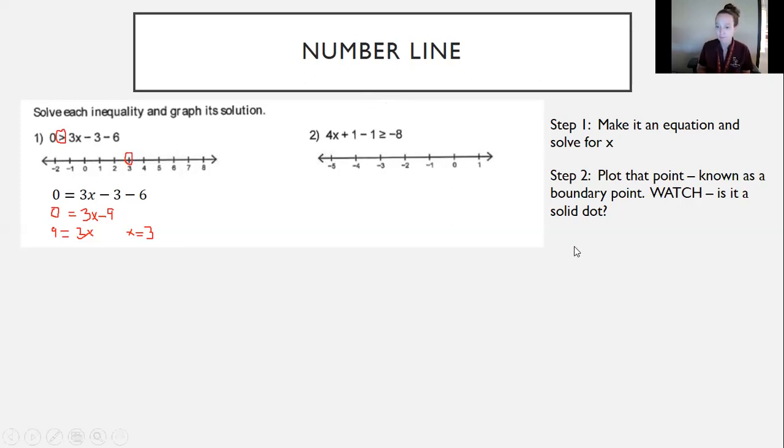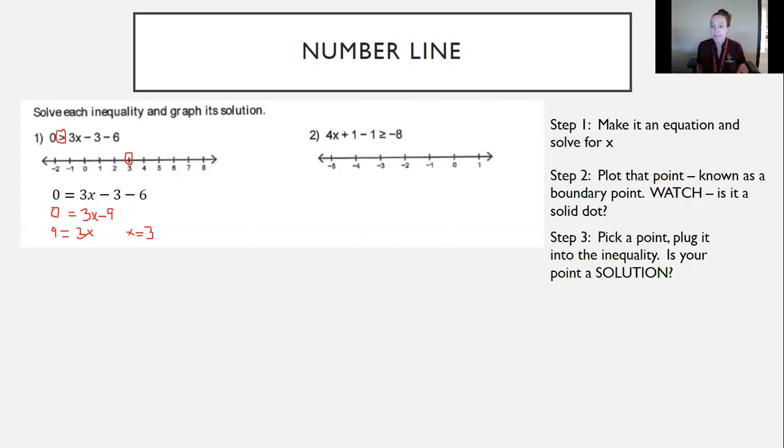Okay, once I have my boundary point plotted, I'm going to do step 3. This is where you need to pick a point and plug it into your inequality. And then you're going to ask yourself, is my point a solution? So be nice to yourself. Pick a nice point, like 0. So what I'm going to do here is you go back to the inequality. You can see I rewrote the inequality down there. Then I plugged in 0.